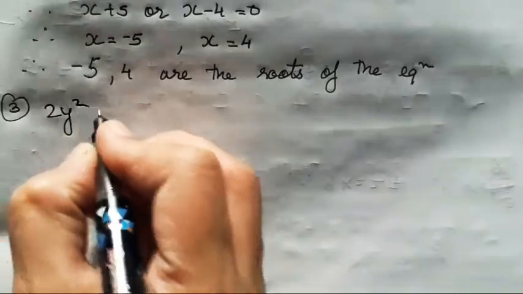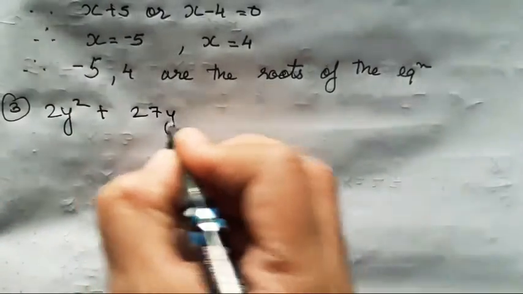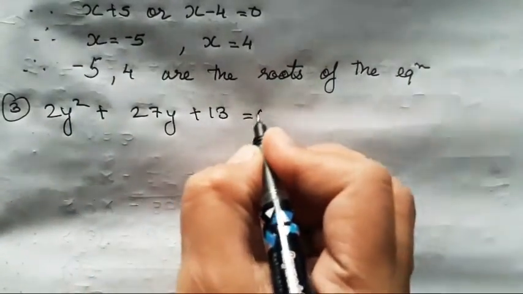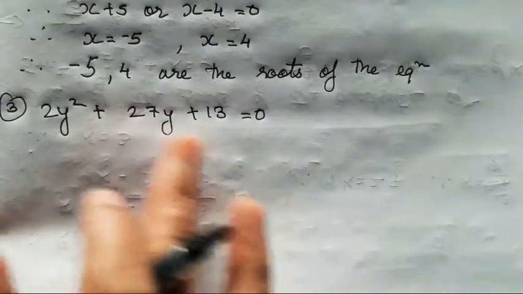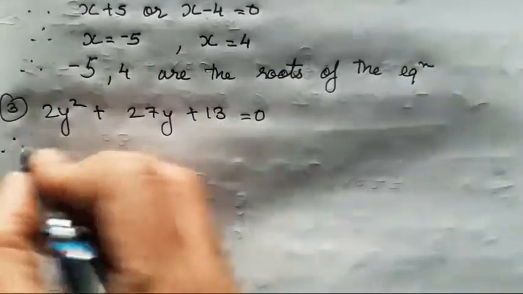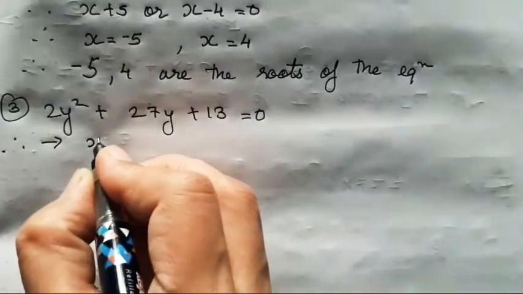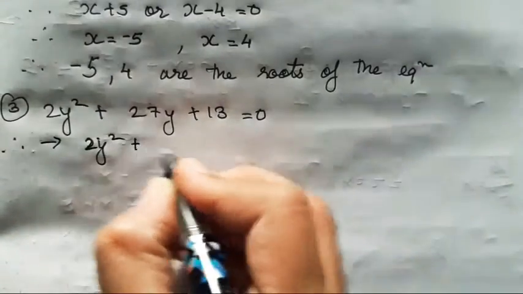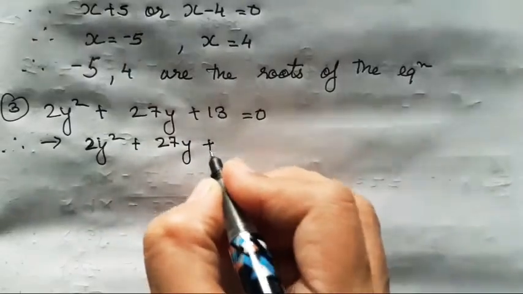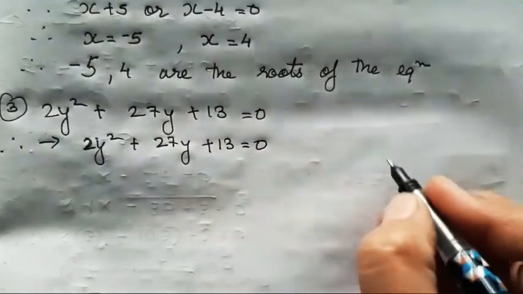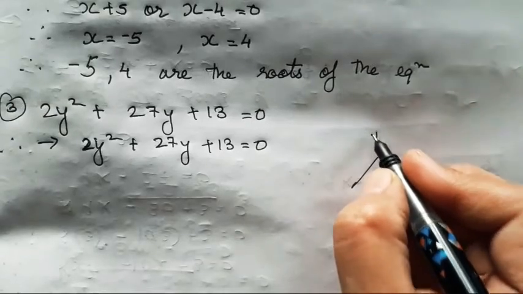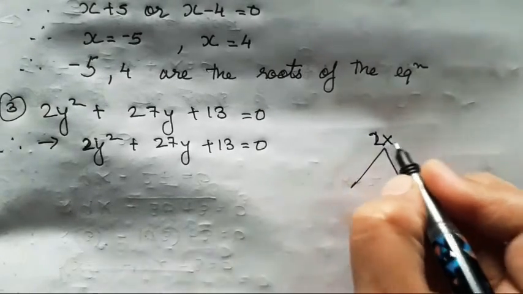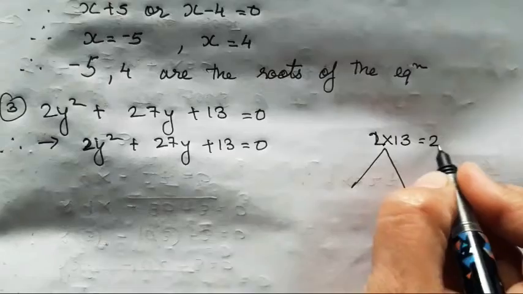So 2y square plus 27y plus 13. Okay, so over here you can see the 13 table is going to be used directly. So therefore the first step is going to be 2y square plus 27y plus 13 is equal to 0. So find the factors for getting it, I will show you over here, 2 into 13 is going to be 26.